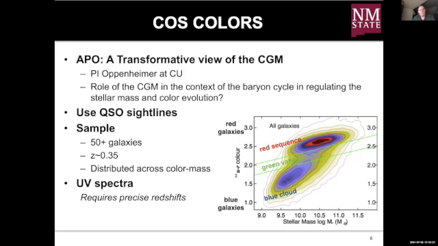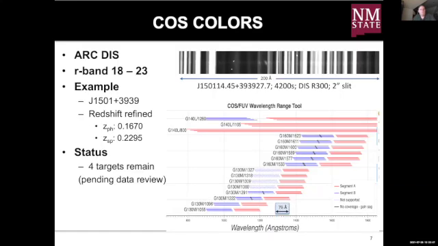Part of the study requires getting UV spectra, and doing that requires knowing precise redshifts, and that's where APO comes in. It's more of a support function, but we are using DIS to pick up the spectra to refine the redshifts of these galaxies that are between 18th and 23rd magnitude in the R band.